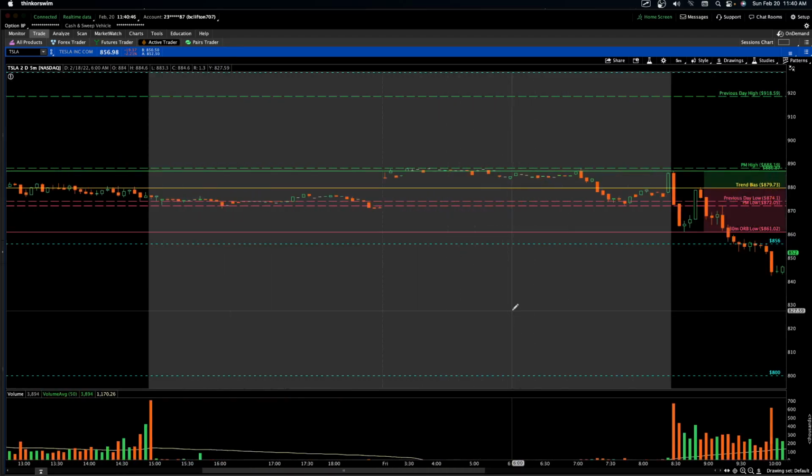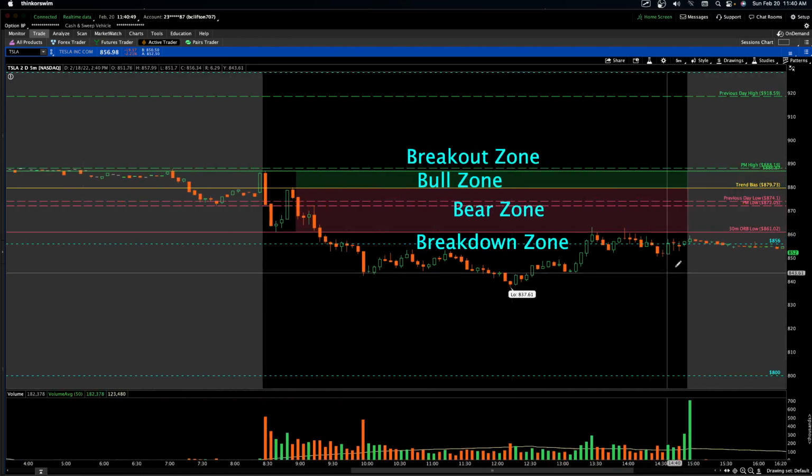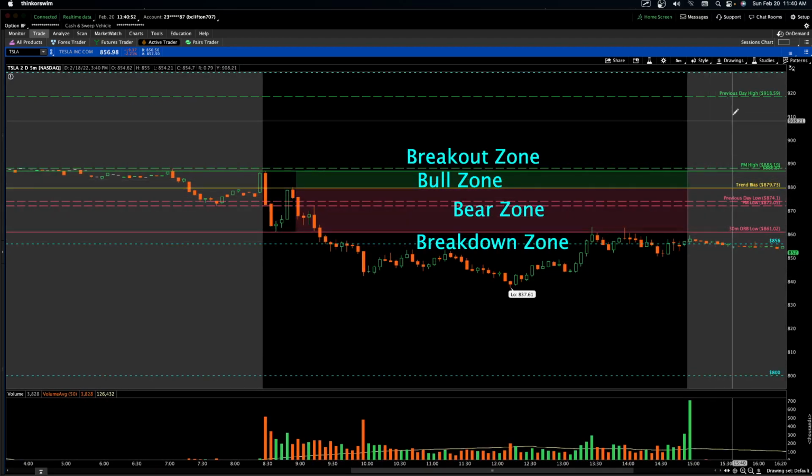Okay, so this is what we're looking at. We have all of these levels on our chart, right? We have our pre-market high and low, our previous day high and low, and we have our trend bias and our ORB high and low. So we have all these different levels to pay attention to for reference, right?